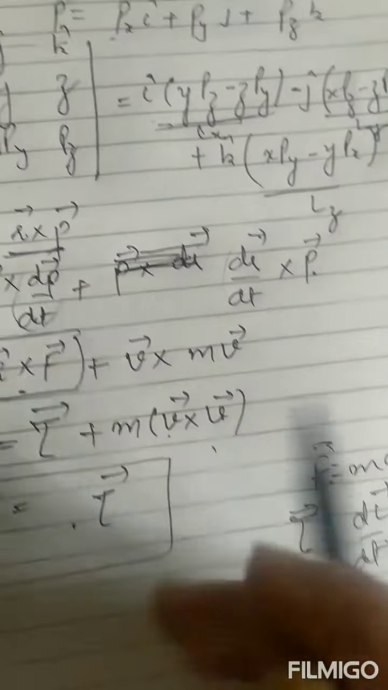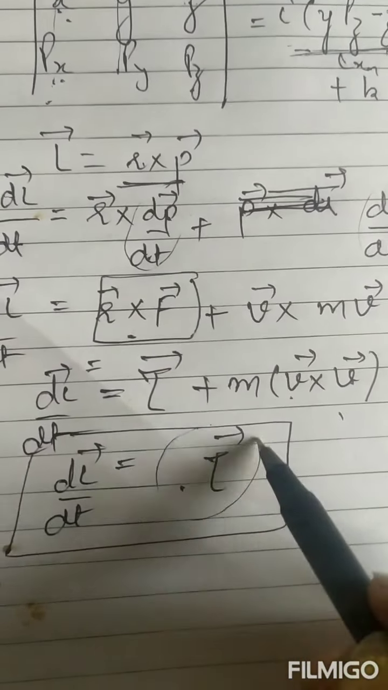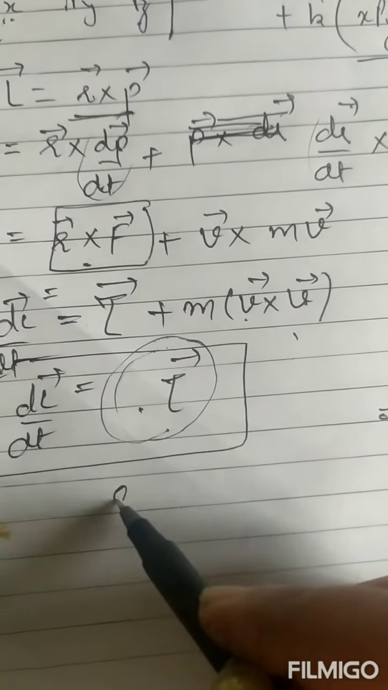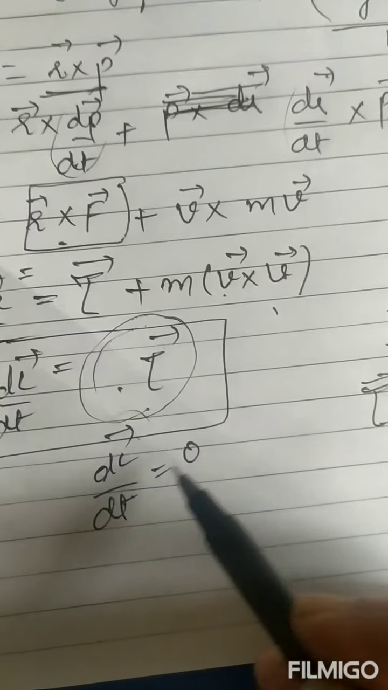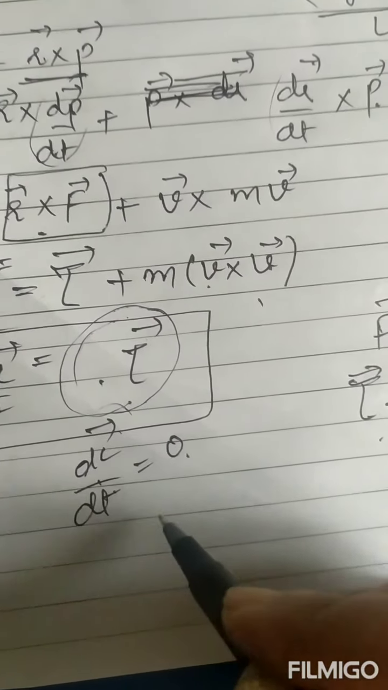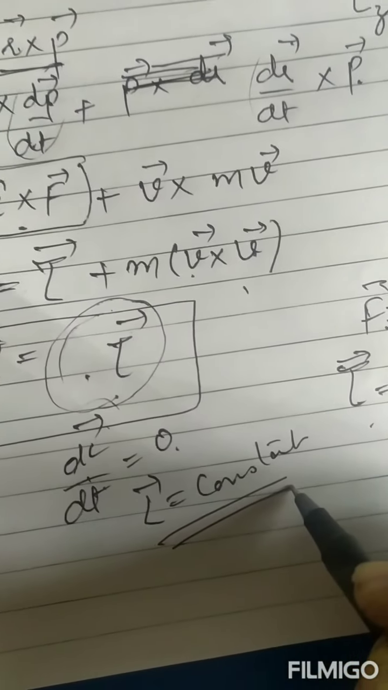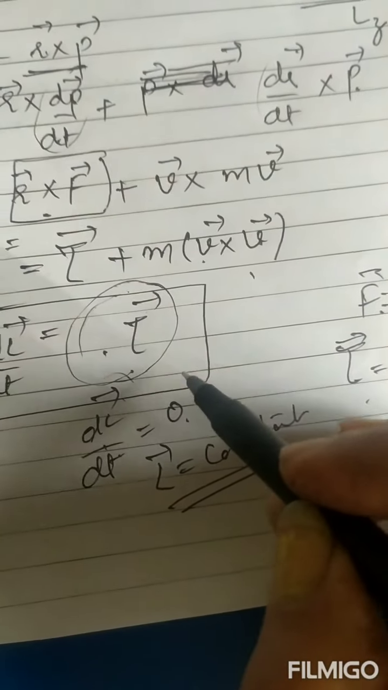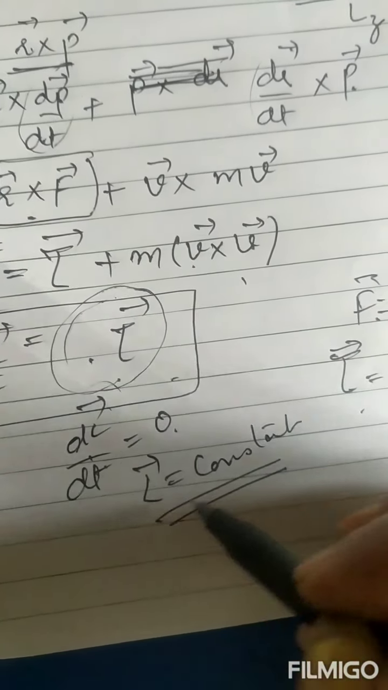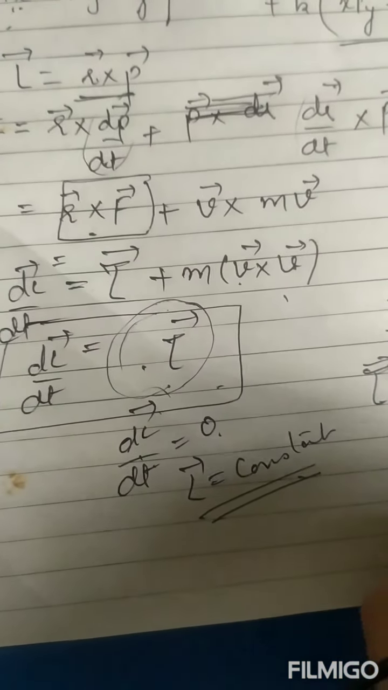So what is the law of conservation of angular momentum? If there is no external torque on the system, it means this is 0. If this is 0, it means dL vector over dt is 0. Then the derivative of a quantity being 0 means that quantity is constant. So L vector is constant, which means angular momentum is conserved. So this is the law of conservation of angular momentum: if the torque acting on the system is 0, then angular momentum is conserved. And there are various applications on the basis of conservation of momentum.